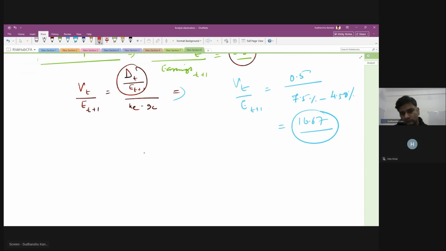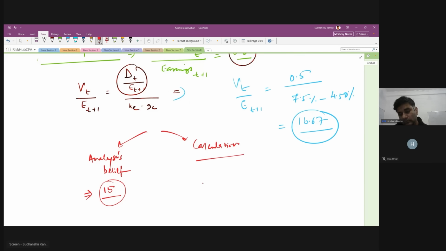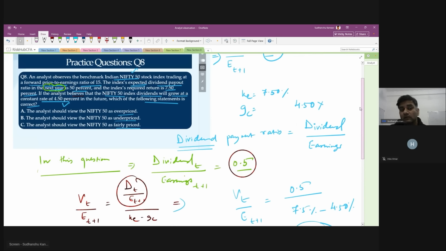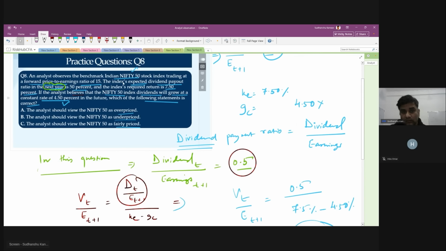See, one is the analyst's belief. His belief is 15. The other is the calculation. The calculation is 16.67. So there are two things here now. The analyst is believing that the benchmark Indian Nifty 50 stock index is trading at a forward ratio of 15.